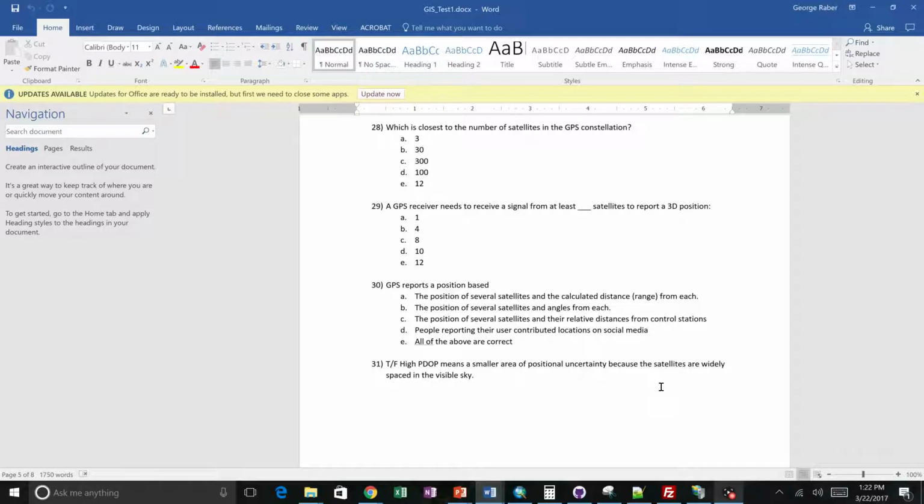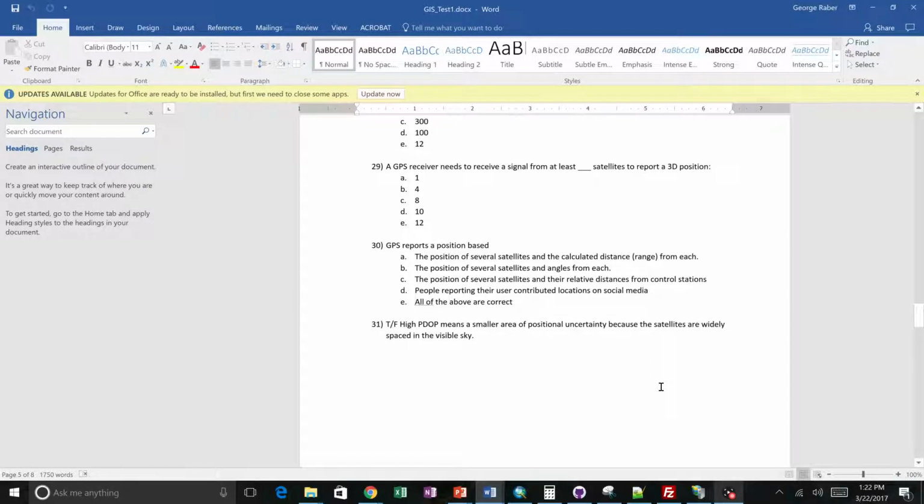And I didn't put a none of the above, just to make sure; the closest one there is 30. At different times, there's a slightly different number of satellites. There needs to be at least 27 in the constellation in order for it to work. Okay, a GPS receiver needs to receive a signal from at least 4 satellites to report a 3D position. That's the answer. That's B.